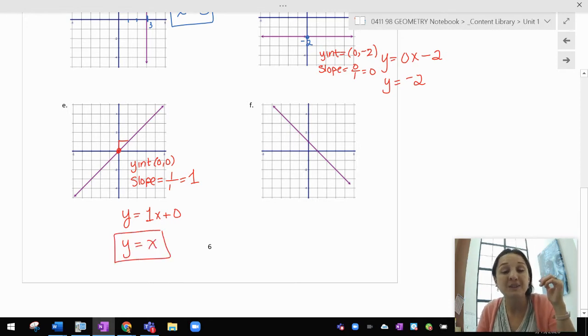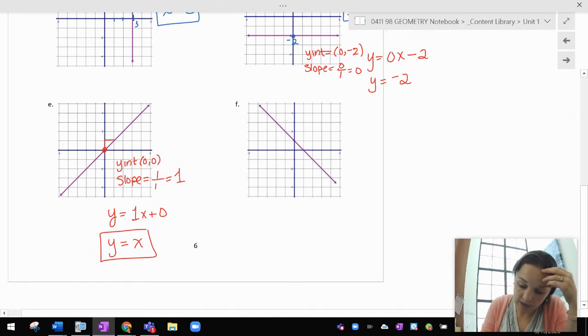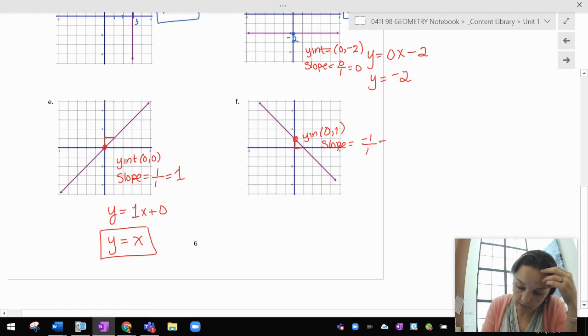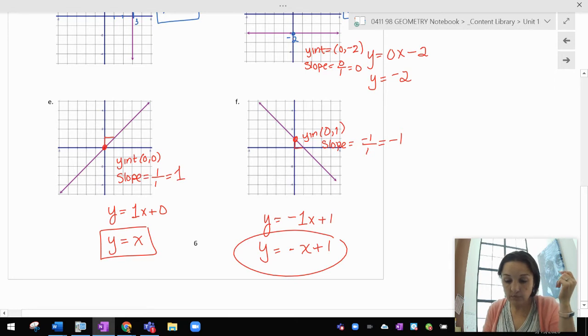When your y-intercept is 0, you won't see a y-intercept in the equation. It's there, but it's 0. And then last but not least, on F, we have a y-intercept of (0, 1). I have a slope of down 1, right 1. So -1 over 1, which is -1. So my equation would be y equals -1x plus 1, which is y equals -x plus 1. Okay. There's linear equations.